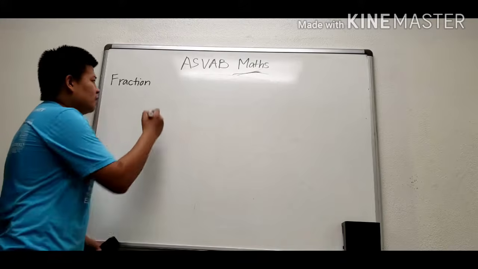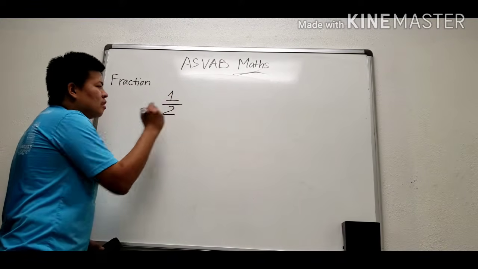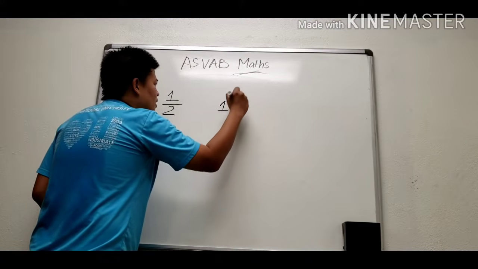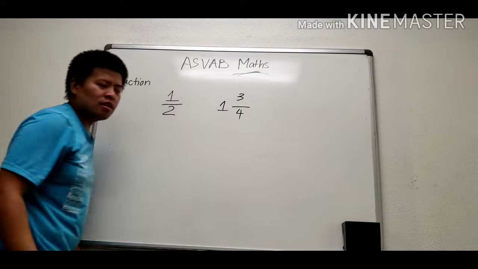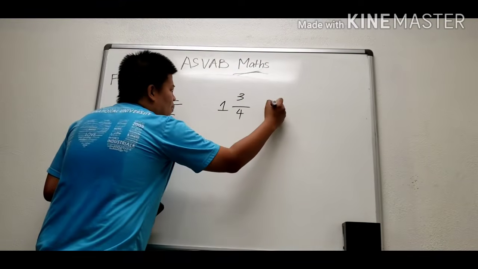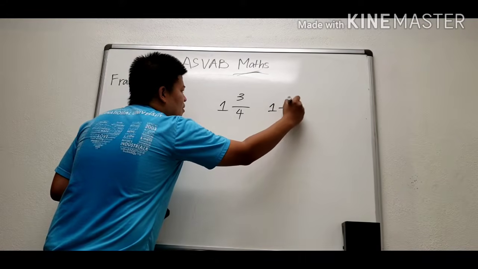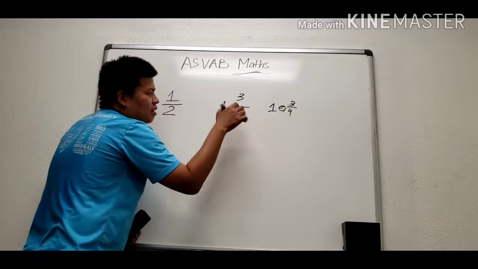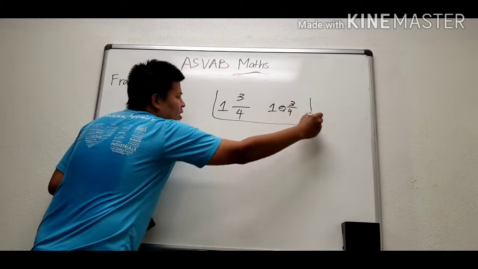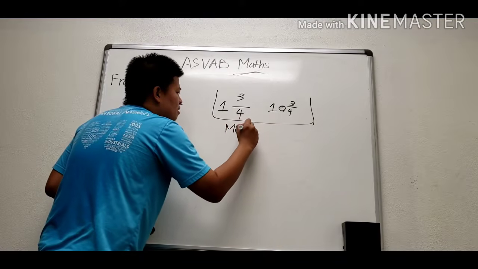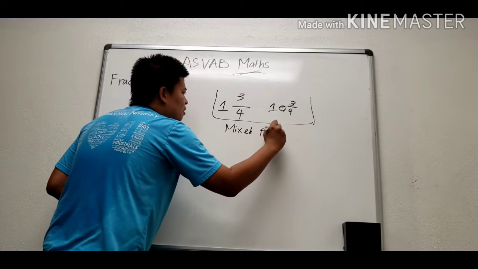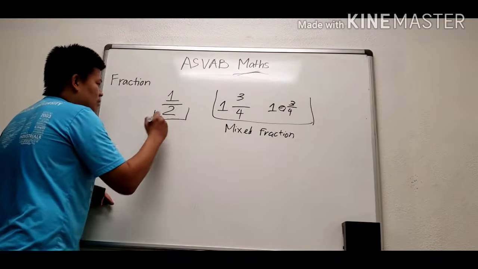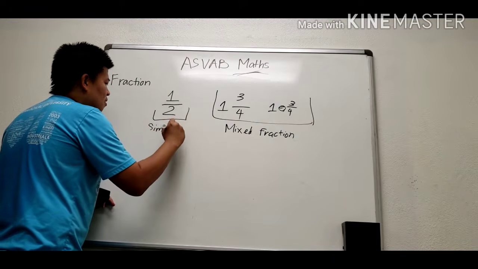There are 2 types of fraction. That's the most simple fraction we need to know. And 1 and 3 over 4. Sometimes they have in the test 1 with a small connection in here. They call this a mixed fraction. So that's the symbol.